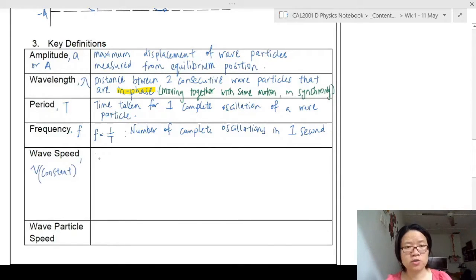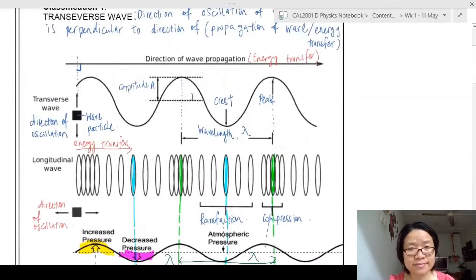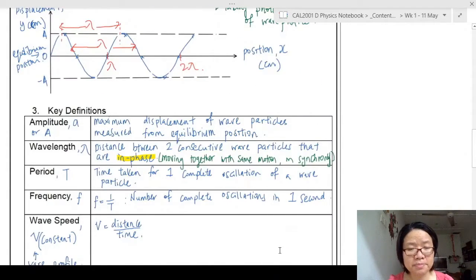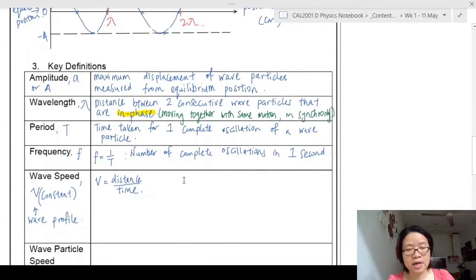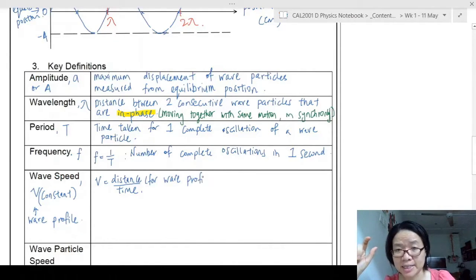All right, so the wave speed here, because it's constant, we can use the equation distance over time. Whenever we look at distance over time, I'm going to consider that the speed is constant, so you can use distance over time. If the speed is not constant, you'd better not use this equation. Because it's accelerating, you will have to use your kinematics equations.